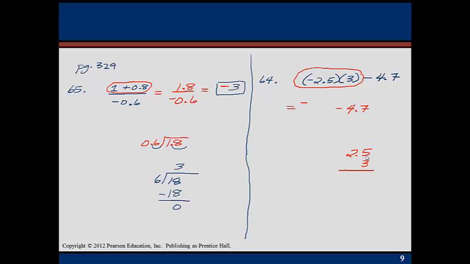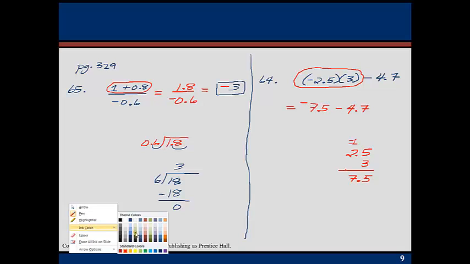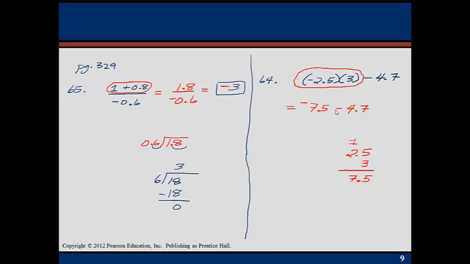5 times 3 is 15. And then carry the 1, so we get 7. Now remember, there's one decimal place in the problem, so there's going to be one decimal place in the answer. So this becomes negative 7.5 minus 4.7. Now recall that we do not subtract, instead we add the opposite. So this is saying negative 7.5 plus negative 4.7.